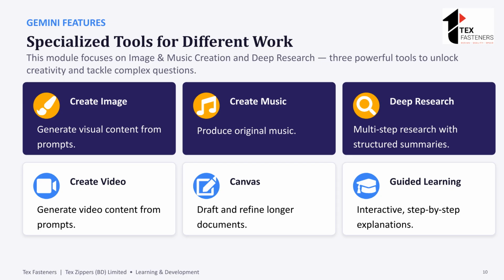Gemini also provides specialized tools that can extend what you can accomplish. You can create images from prompts. You can create original music. Deep Research can support multi-step research and structured summaries. Create Video can generate video content from prompts. Canvas can help you draft and refine longer documents. And Guided Learning can provide interactive, step-by-step explanations. These tools demonstrate that Gemini can support more than simple question and answer tasks. It can become a flexible assistant for different types of creative, analytical, and learning activities.